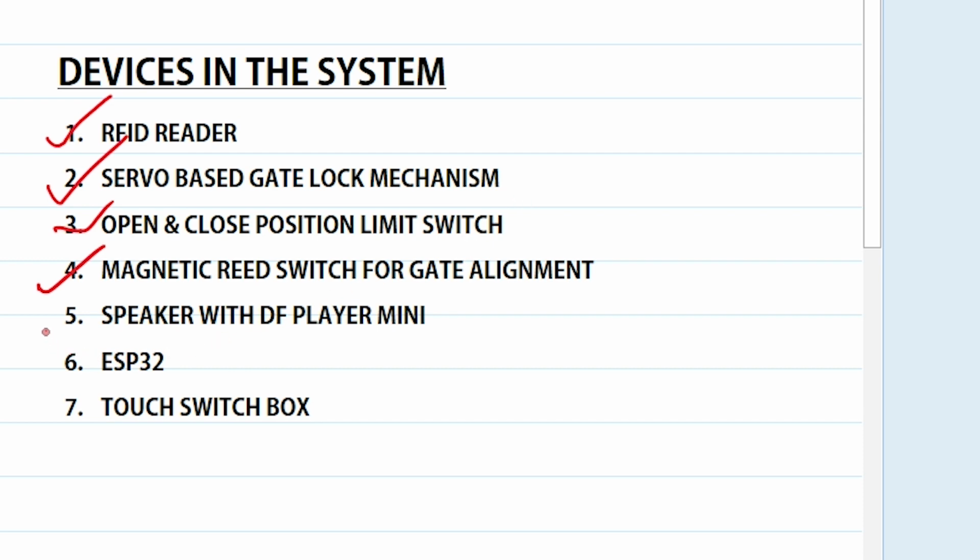Fifth is the notification system, which is a speaker with a DF Player Mini. So when some activity is happening, there will be a voice notification also. And then there is ESP32 with internet connectivity. So this is also IoT based. So we are using the ESP32 microcontroller. And the last is the touch switch box, by which we can control the gate lock mechanism also.